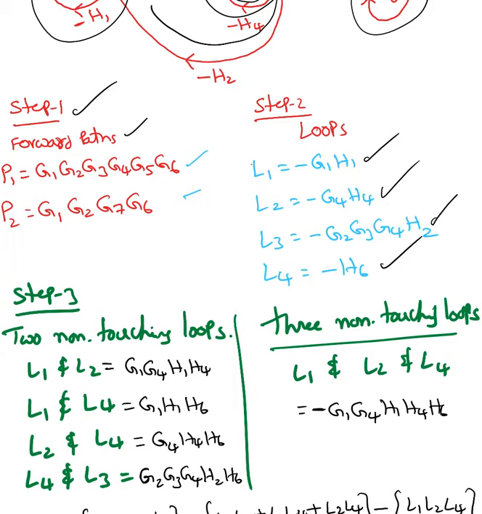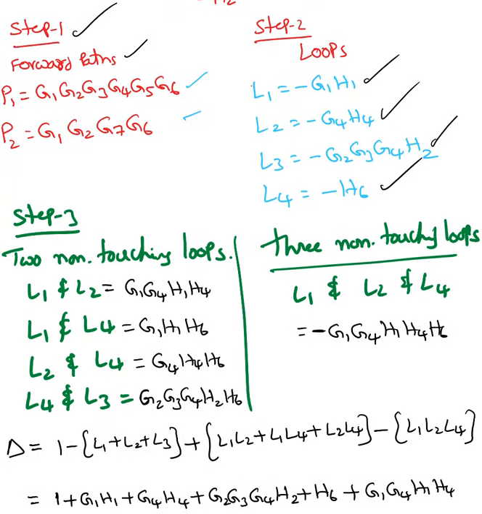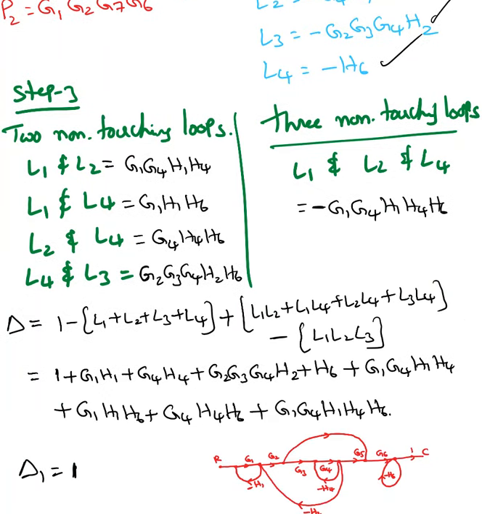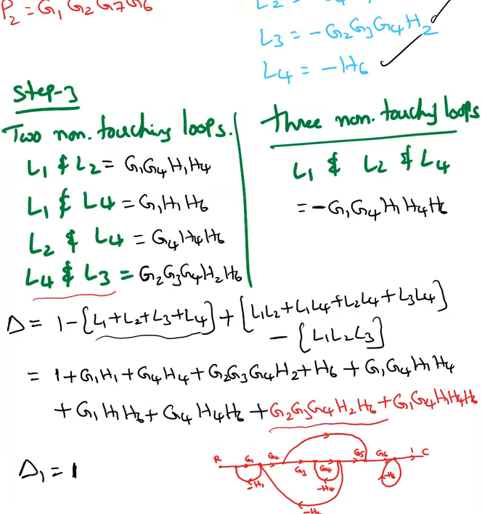Okay, so delta equal to 1 minus L1 plus L2 plus L3. Why did I put only L3? There is L4 also. Delta is 1 minus the sum of all the individual loops, plus the sum of the products of all two non-touching loops, minus the products of three non-touching loops. That's delta. I'm pretty sure I forgot to write something. As I mentioned, I forgot to write L3 and L4, so I added L3 and L4 right there.